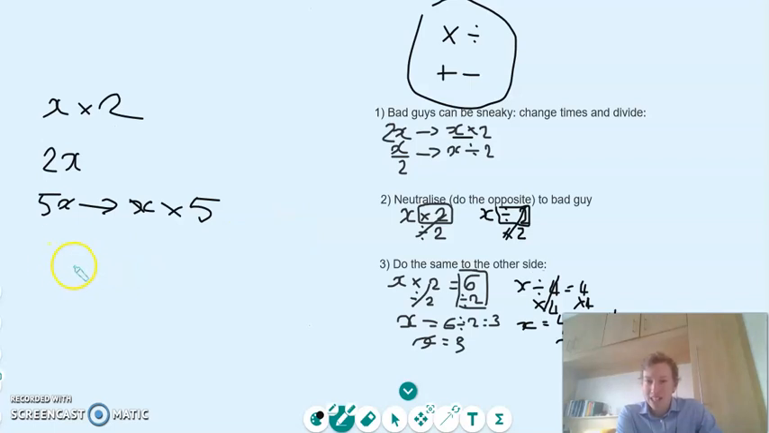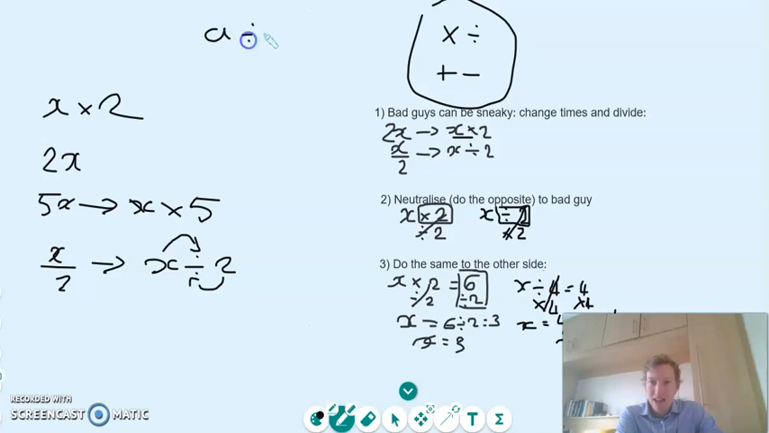And with dividing, they'd write x over 2 like a fraction line, but that actually just means x divided by 2. The division sign actually just looks like a fraction, so you can think of putting the x on top and the 2 on the bottom, and it's the same thing. So a divided by b is just a over b. Those two are exactly the same. Okay, so we know how to translate the kind of sneaky bad guy information.